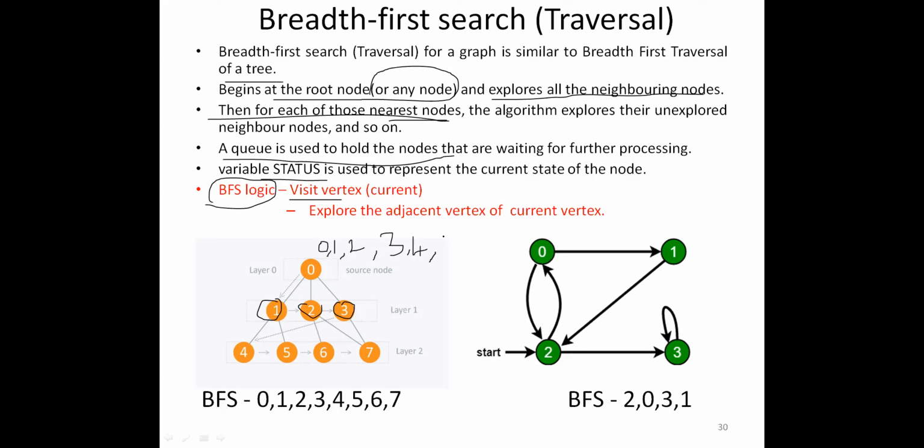Then I'll just write in the output 4 and 5. Okay, finished. Then I'll go to the next adjacent node. Okay, 2. So 2 I cannot write because it is already visited. Then I'll write who are all the adjacent. Only 6 is adjacent, so I'll write 6.